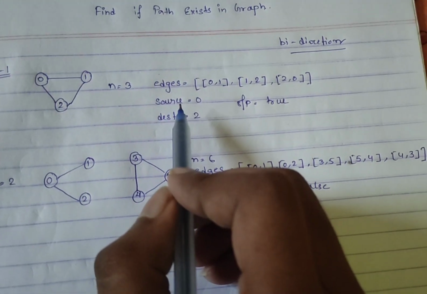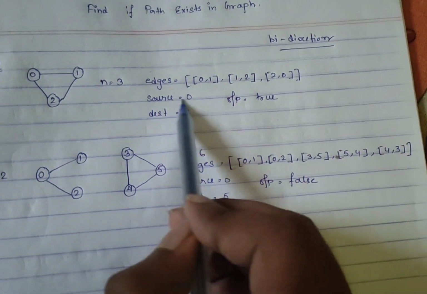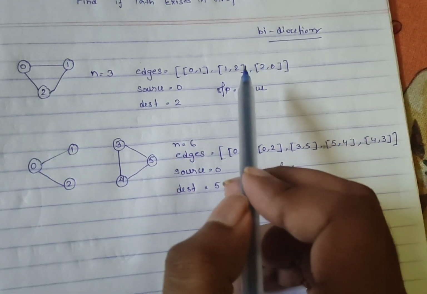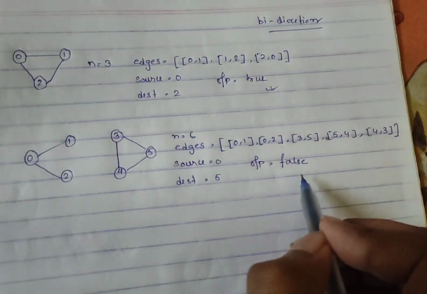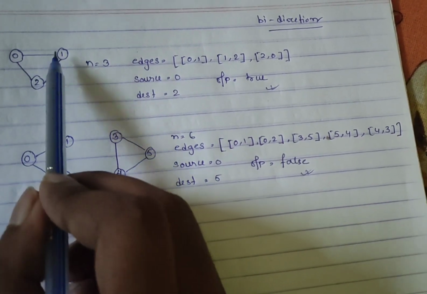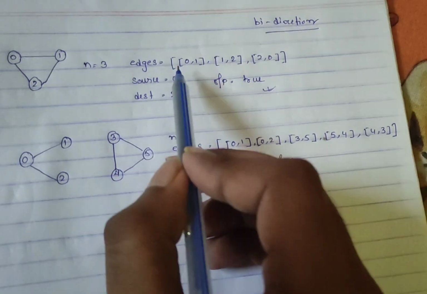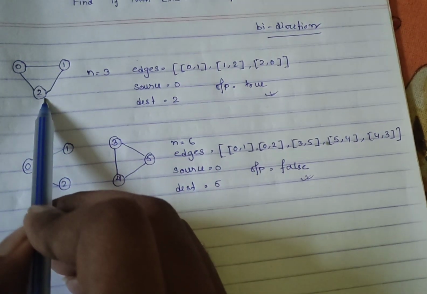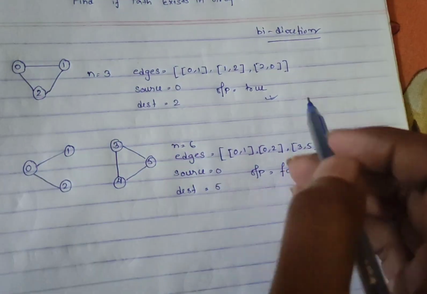So this is the graph, and the source node and destination node are given. We have to go from the source node to the destination node, and if there is a valid path, we just return true. If there is no valid path, we just return false. In the first example, there are edges 0 to 1, 1 to 2, and 2 to 0. The source node is 0 and the destination node is 2. Is there a valid path or not? You can check there is a valid path, so we return true.